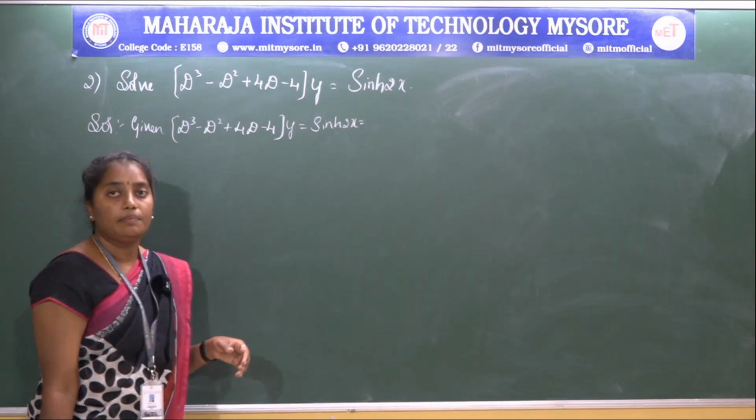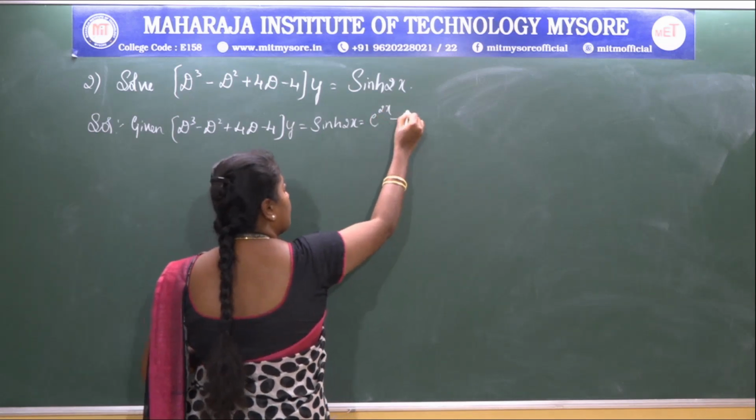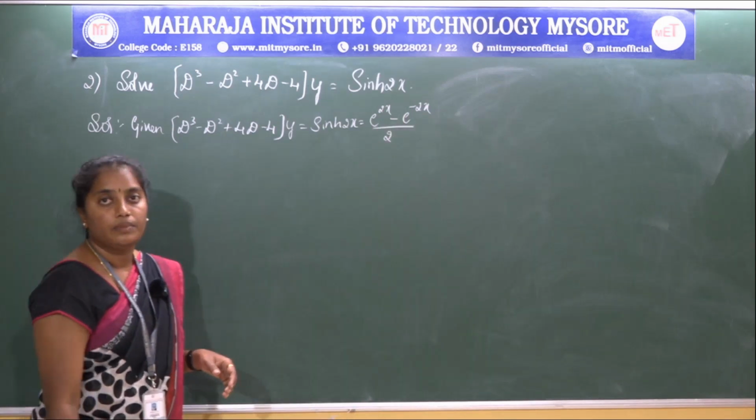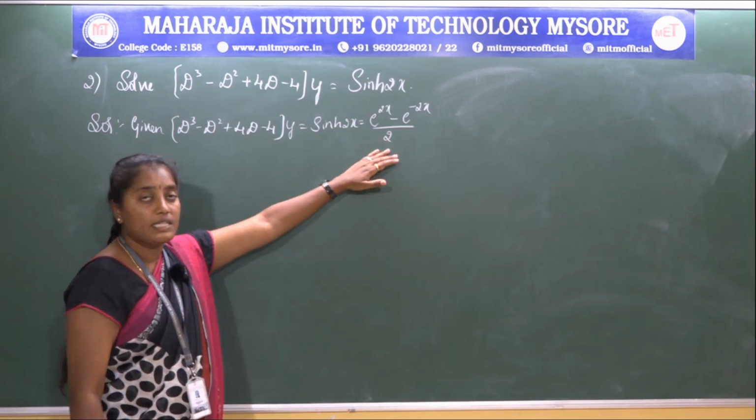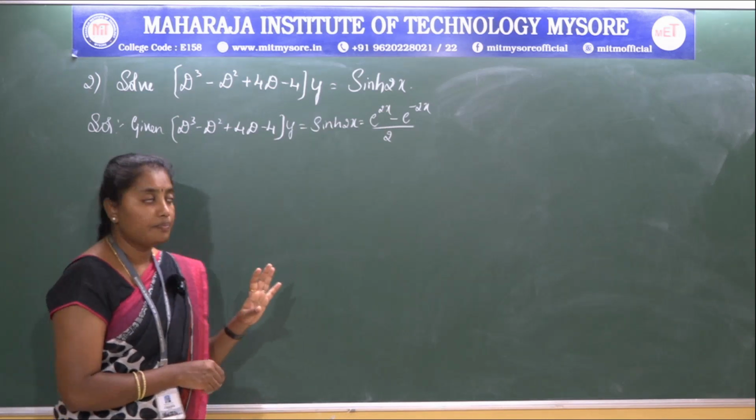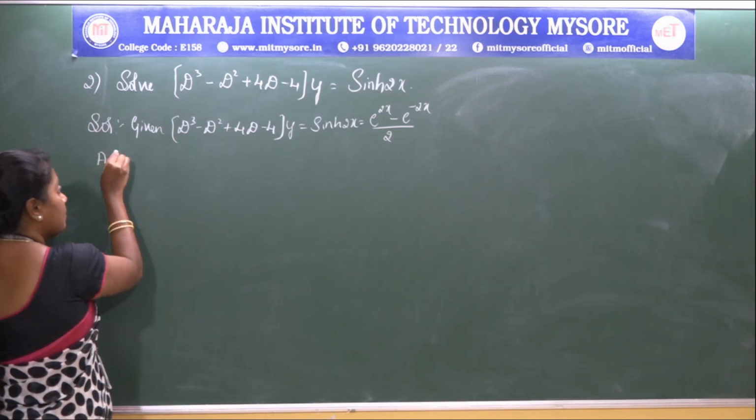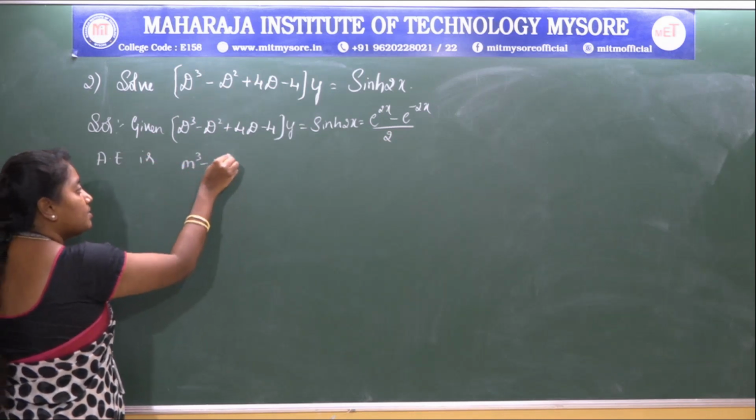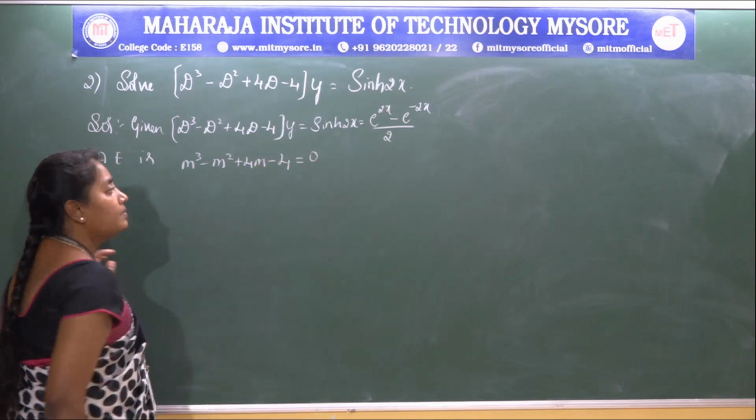This sine hyperbolic 2x can be written as e to the power of 2x minus e to the power of minus 2x, divided by 2. That means here we have two exponential elements: e to the power of 2x by 2 minus e to the power of minus 2x divided by 2. So to find the complementary function for this, let us write the auxiliary equation. The auxiliary equation is m cube minus m square plus 4m minus 4 equal to 0.